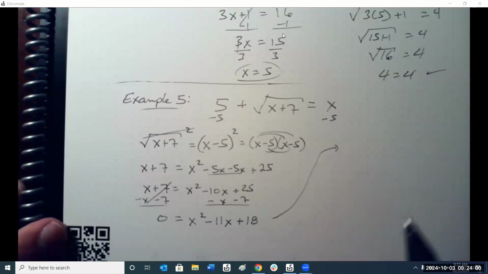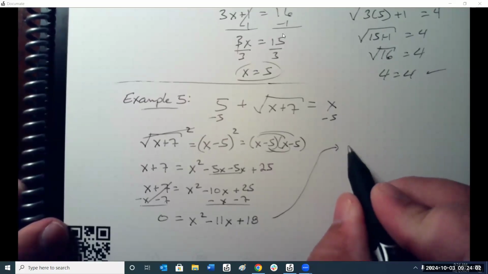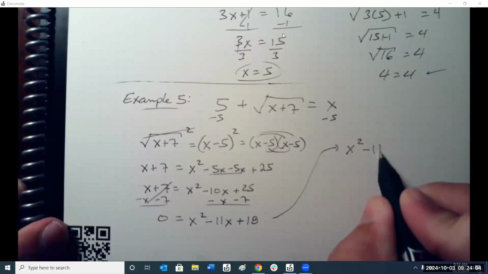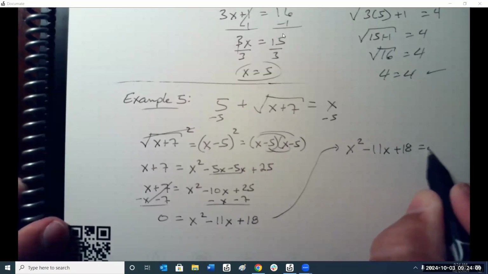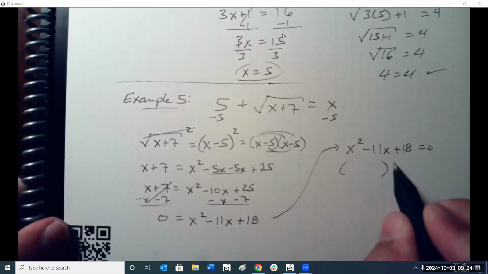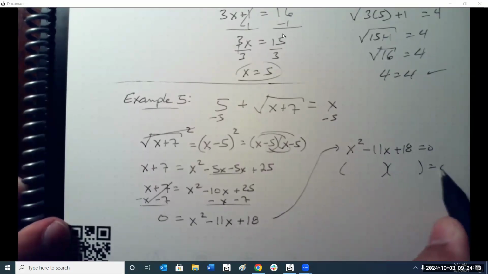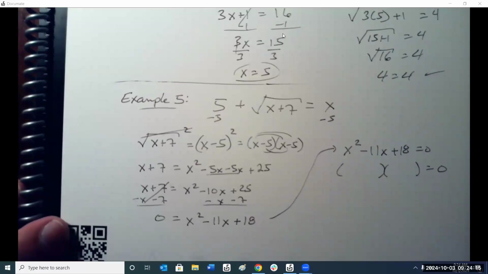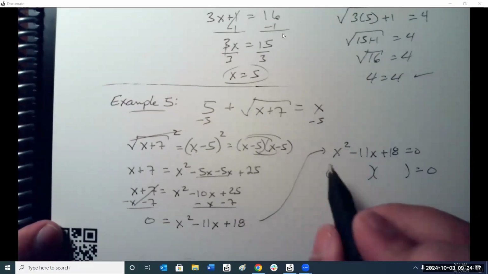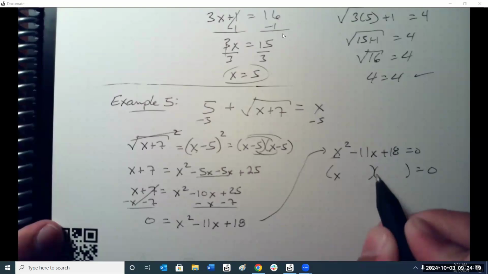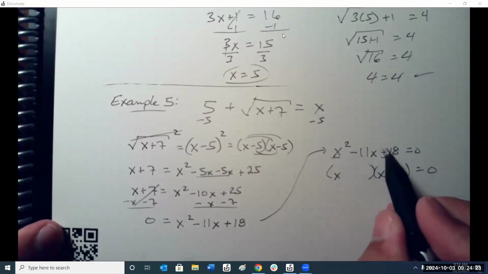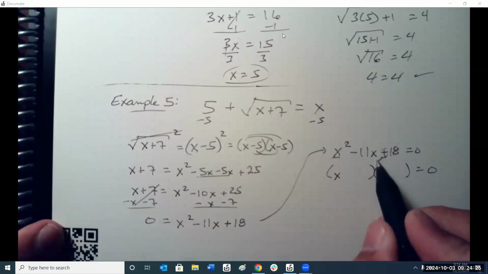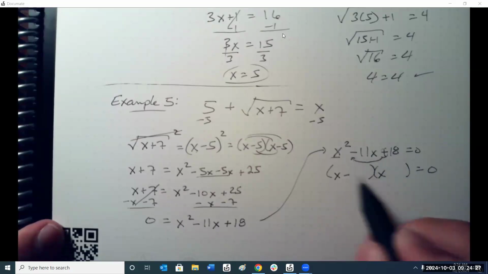Now we solve this. We have x squared minus 11x plus 18 equals 0. Fortunately for us, we could factor this one out. x times x, that's x squared. The second sign's a plus, which tells me the signs are the same. They're both negative.